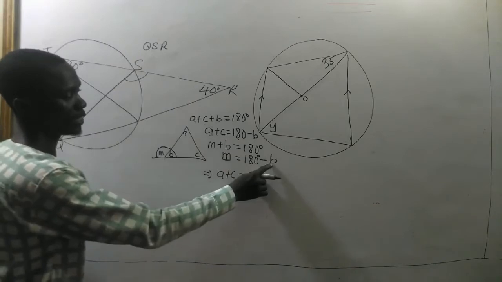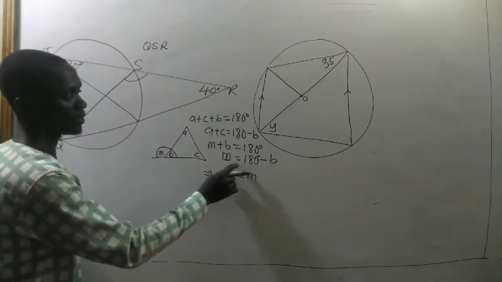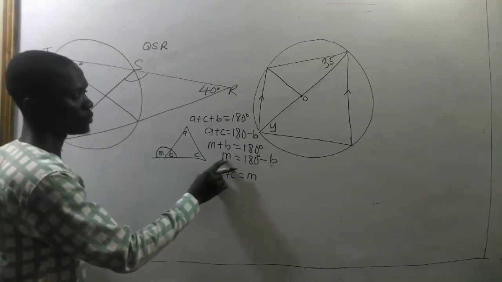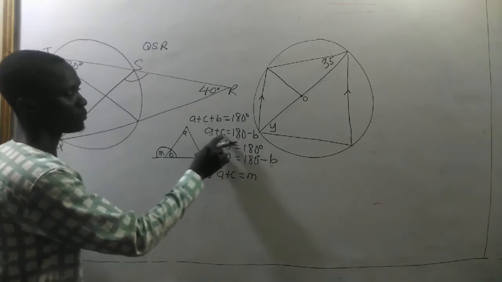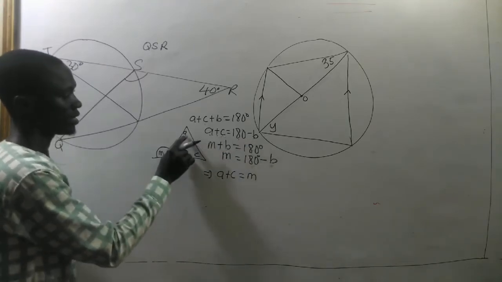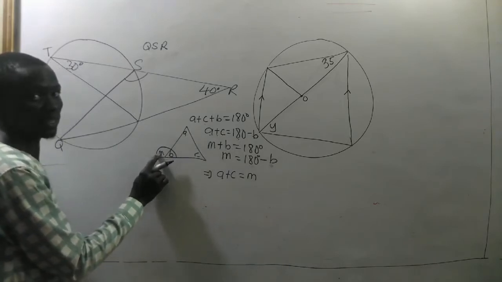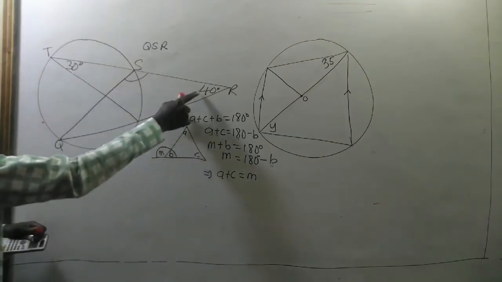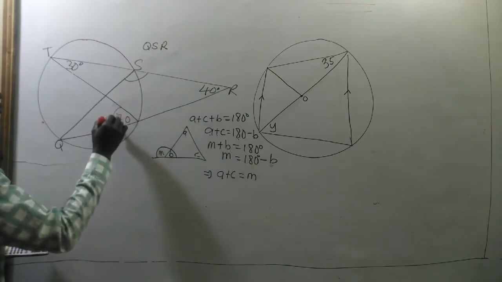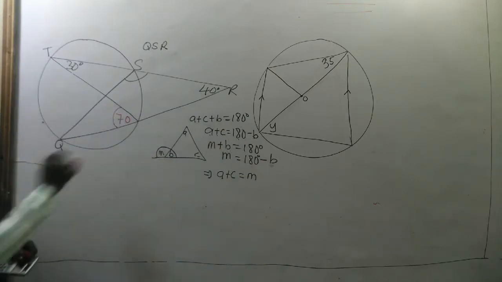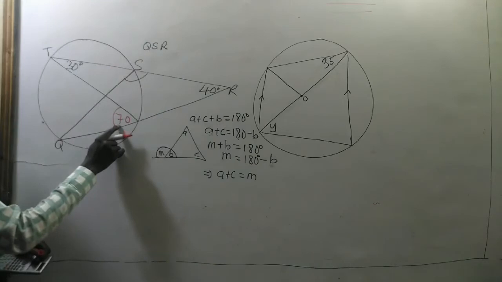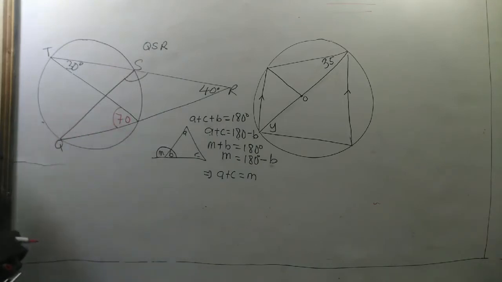Let's assume that B is 10. Take 10 from 180, M will be 170. Take 10 from 180, A plus C will be 170. So that is A plus C equal to the M that we have here. So if you know this property, doing this one is very simple. Now we are going to use that property. That's 30 plus 40 is 70. So the sum of the opposite interior angles of a triangle is equal to their corresponding exterior angle. That is what we have there.